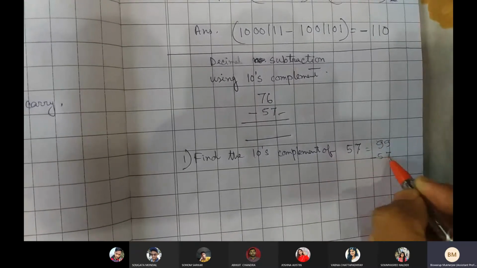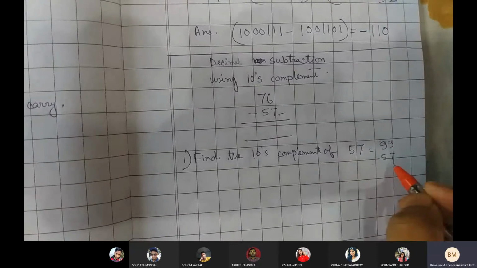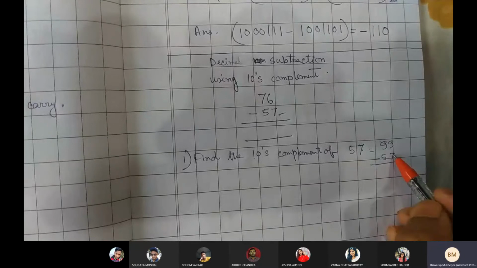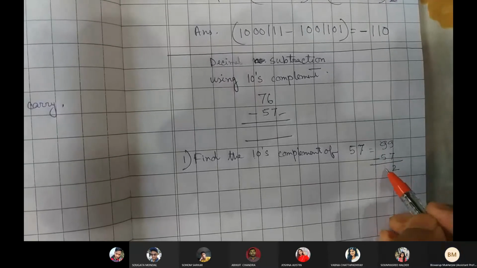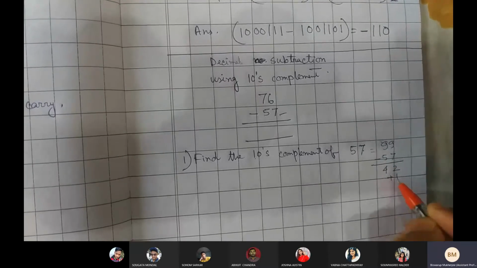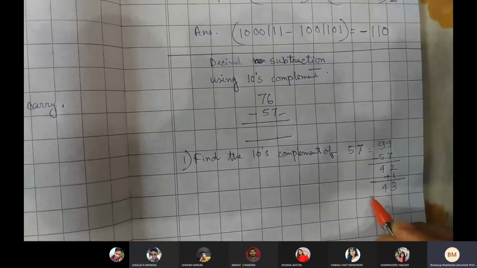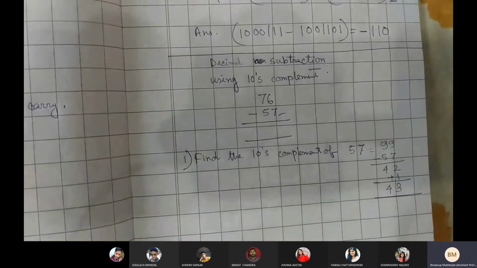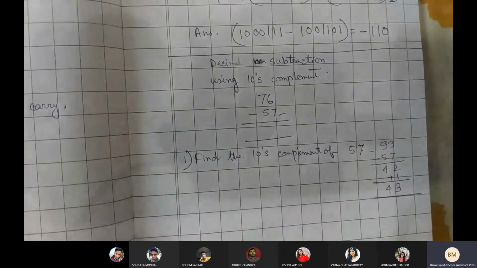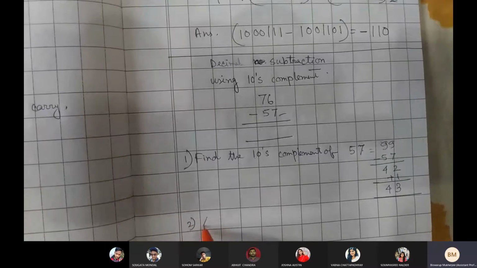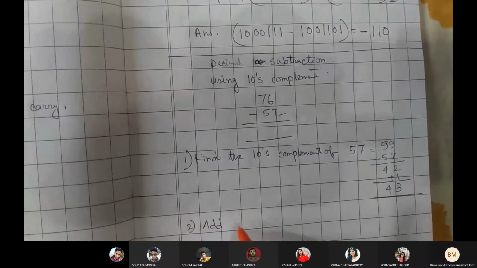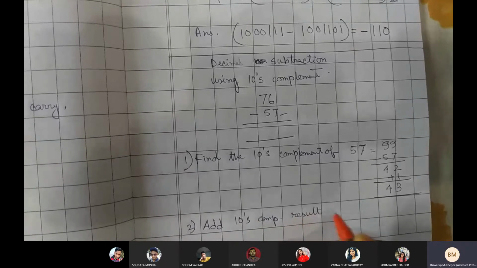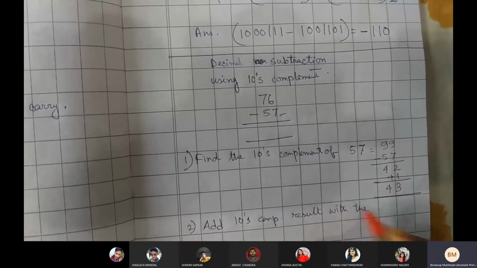99 minus 57 plus 1. So initially I'm taking this one. So 99 minus 57, what is that? 42 plus 1. So that is equal to 43, right? So the tens complement of 57 is 43. Fine. You need to add this one. Add. Second step is add the tens complement result with the minuend.